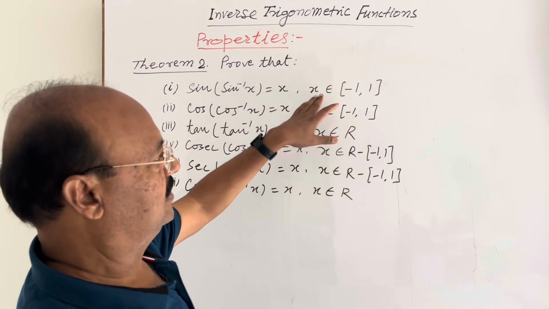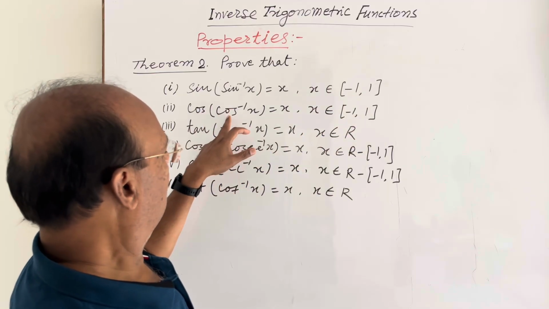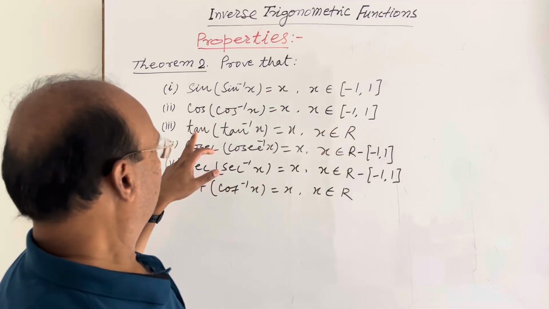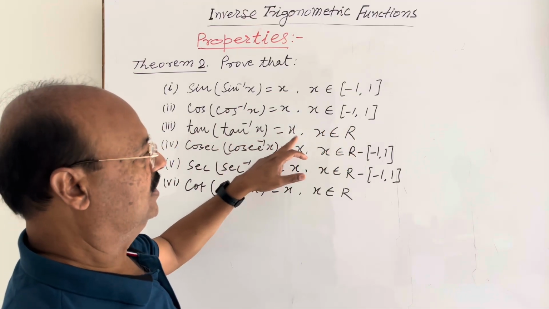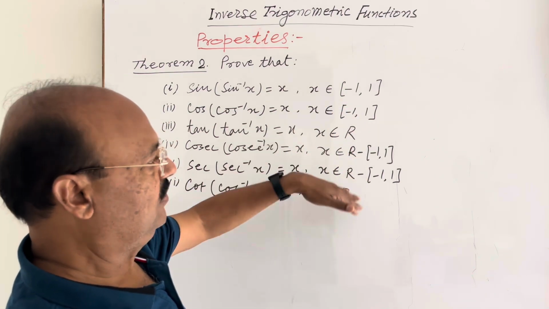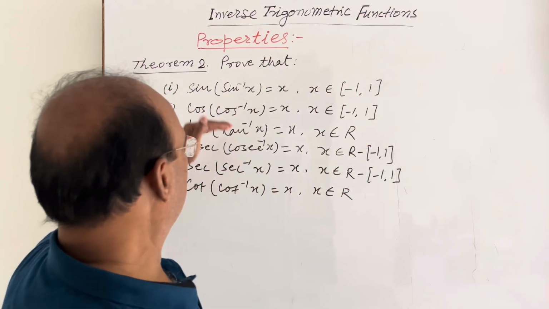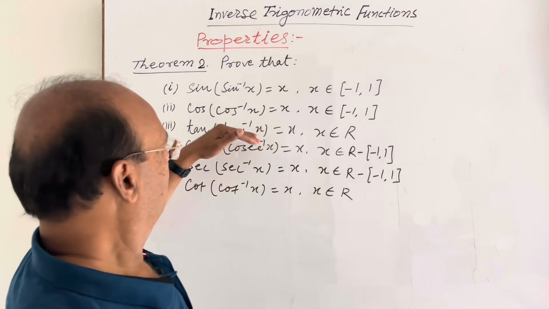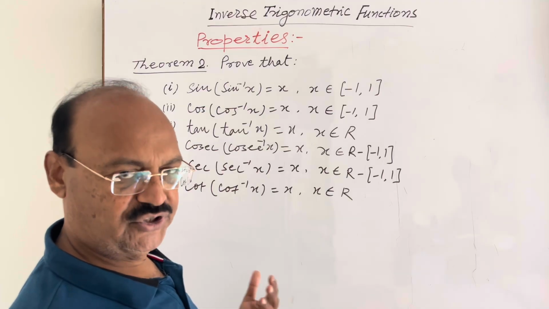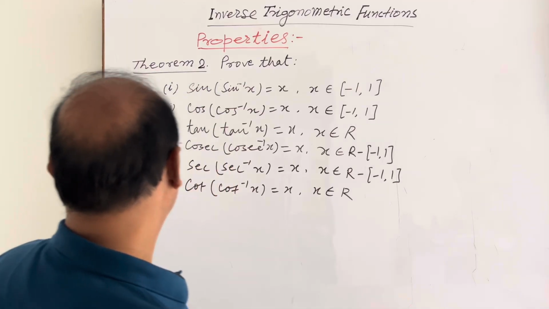The values of x in this case vary from minus 1 to 1. In cos of cos inverse x is equal to x, again x varies from minus 1 to 1. For tan of tan inverse x is equal to x, x belongs to the entire set of real numbers. So there are some differences in these ranges also that we are supposed to remember. So let us prove some of these formulas and theorems, and the rest I will leave for you. You have to try it, and if you find any difficulty, write in the comment box. So let us see the proof here.